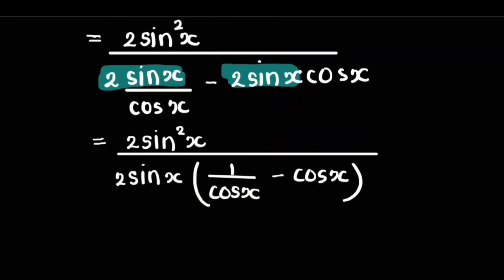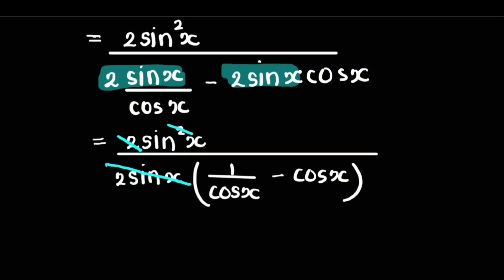Doing so, this is what we have. We've got 2 sine x into. Now in your first term, you'll be left with 1 over cos x, and in your second term, you're left with minus cos x. What we notice here is that the 2 sine x that we've pulled out in the denominator cancels out with the 2 at the top and 1 of the sine x from the top. Because remember, it was sine squared x, right? So there were 2 of it.